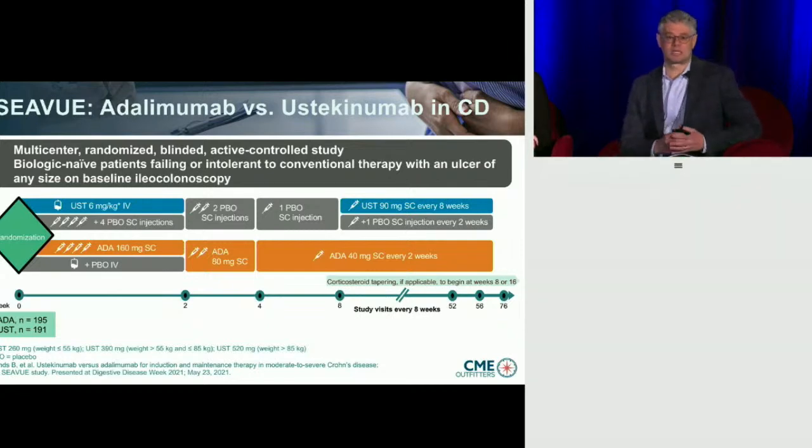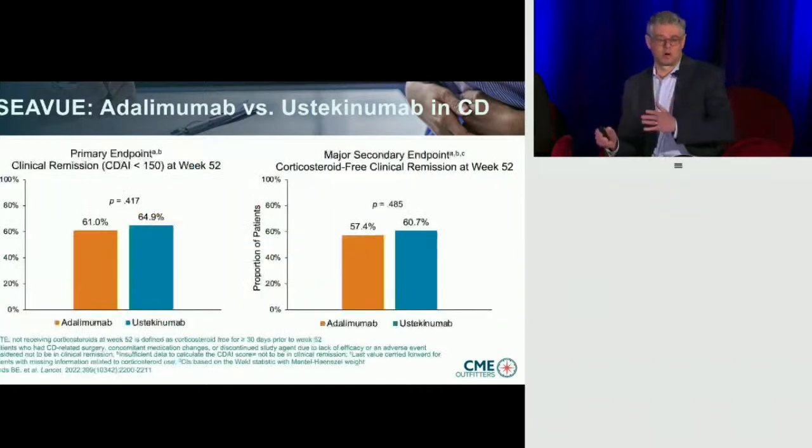Then we have our SEAVUE study. SEAVUE was a study that looked at adalimumab versus ustekinumab. So we have a head-to-head trial, one of our very few published head-to-head trials now in the IBD space, and we'll touch on the other one. This is a multi-center randomized controlled study of bio-naive patients failing or intolerant to conventional therapy who had active inflammation on colonoscopy. They were assigned to receive ustekinumab at standard doses or adalimumab.